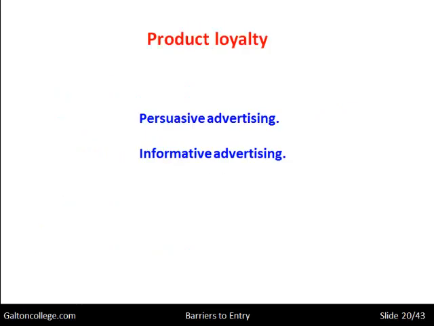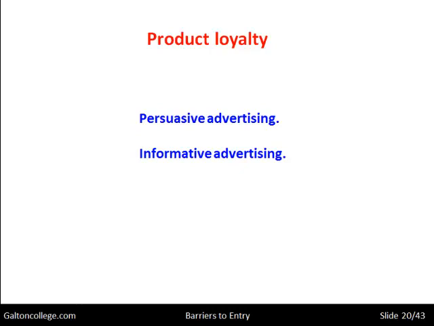Product loyalty could also be a barrier to entry. Persuasive advertising. Advertising tends to be repetitive, and it's driving home the message all the time, so that the product is in people's minds. When they go shopping, they think about the product, they see the products, and it brings back the advertisements and the glamour of the advertisement. It's persuasive advertising. And if we look at a lot of advertising on television, it is persuasive.